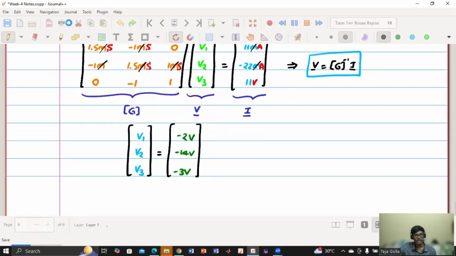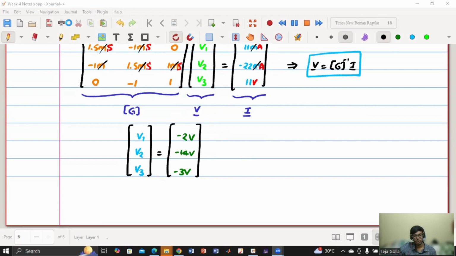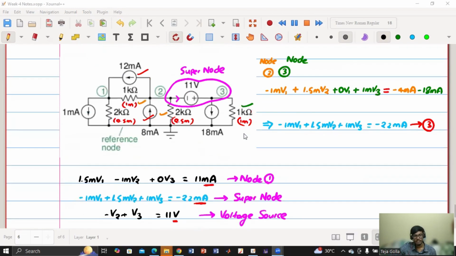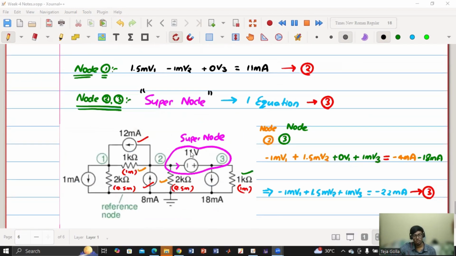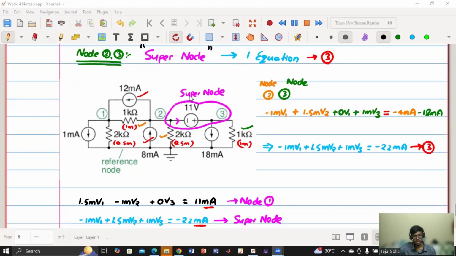Someone has asked a query: sir, why is the supernode considered with respect to node 2? You have shorted nodes 2 and 3, but node 3 is separated. So we will form a supernode for those two nodes between which the voltage source is connected. If the voltage source is connected between 1 and 3, we'll consider 1 and 3 as a supernode.